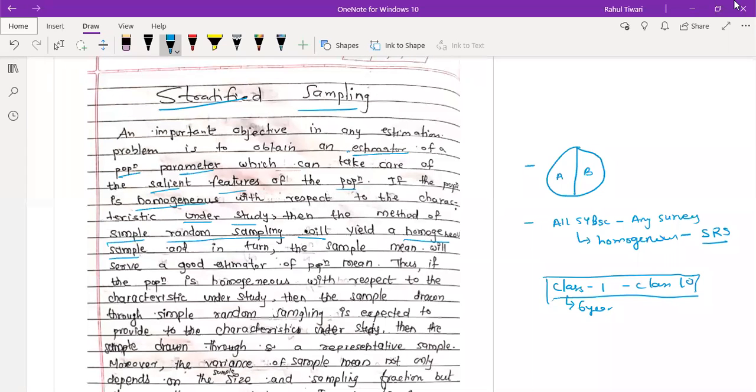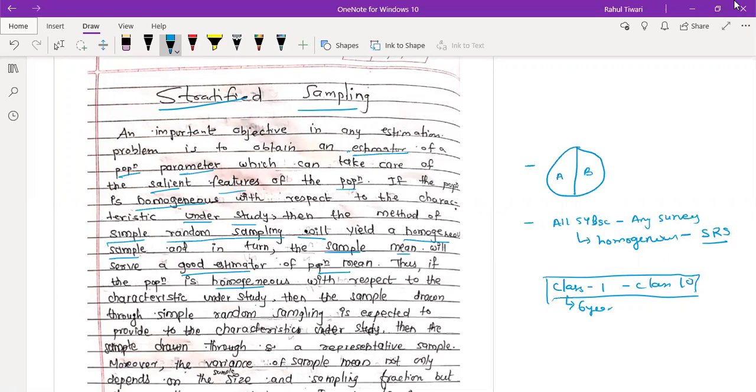And we found that the sample will be a good estimator of the population, and we have also shown that the sample mean is an unbiased estimator of the population mean and so on. But if the population is homogeneous with respect to the characteristic under study, so if I am getting homogeneous samples, I can say that the sample mean is a good estimator of the population. But what happens if it is not homogeneous?